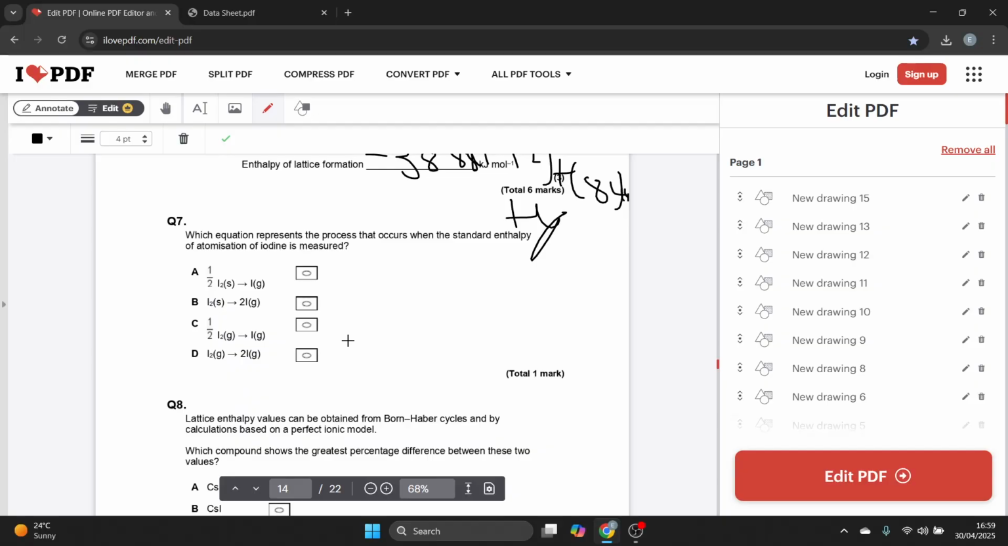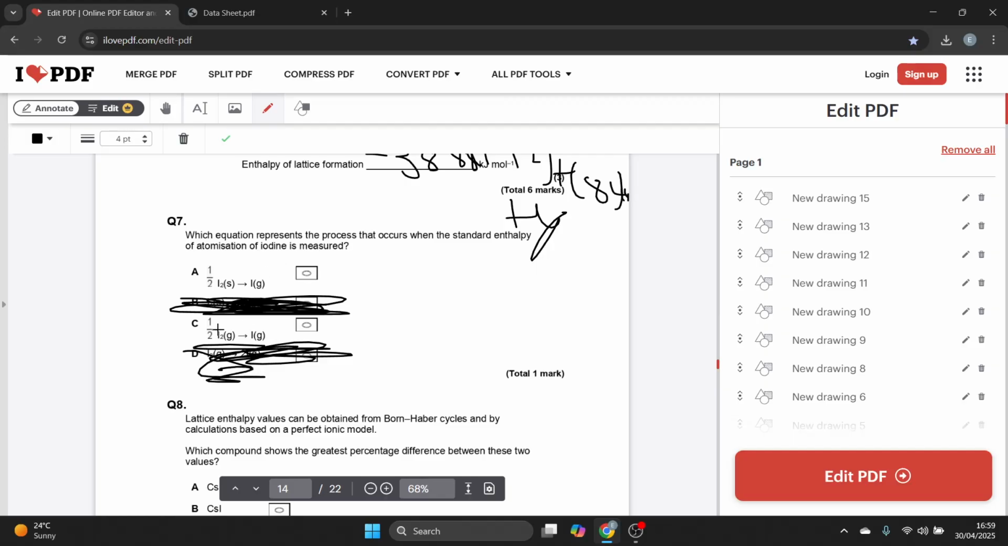Which equation represents the process that occurs when the standard enthalpy of atomization of iodine is measured? Now, let's say I don't know anything about this definition or how to construct the equation. I can already cross two out immediately, and those two are B and D. I'm forming 2 moles. When has it ever been 2 moles? It's never ever been 2 moles. It's always 1 mole. Now I'm left with A and C.